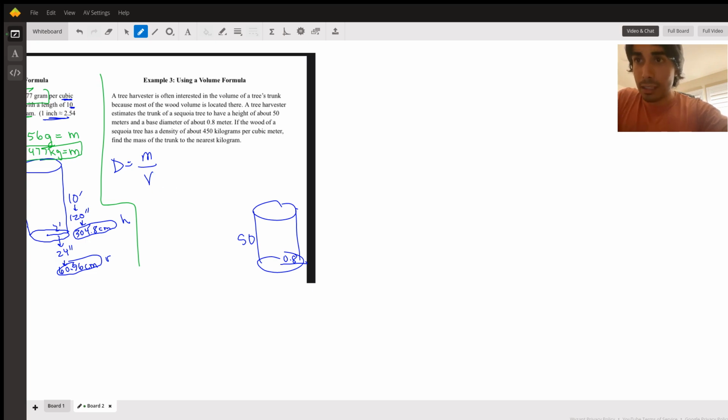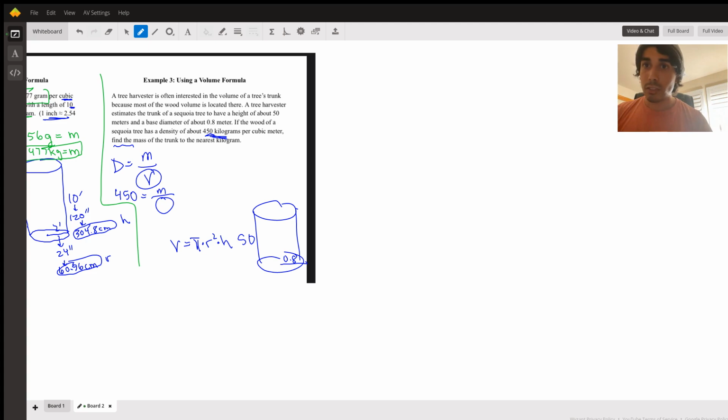Our density is right here, 450 kilograms per cubic meter. And it says find the mass. So we need something to plug in for V. Well, again, exact same thing. Volume equals pi times the radius squared times the height, because we're dealing with a cylinder, a tree trunk shaped like a cylinder.